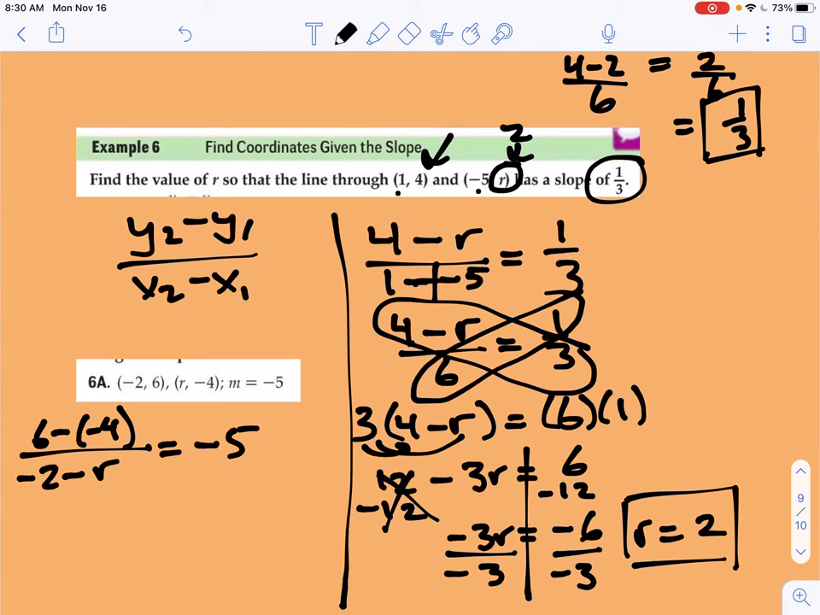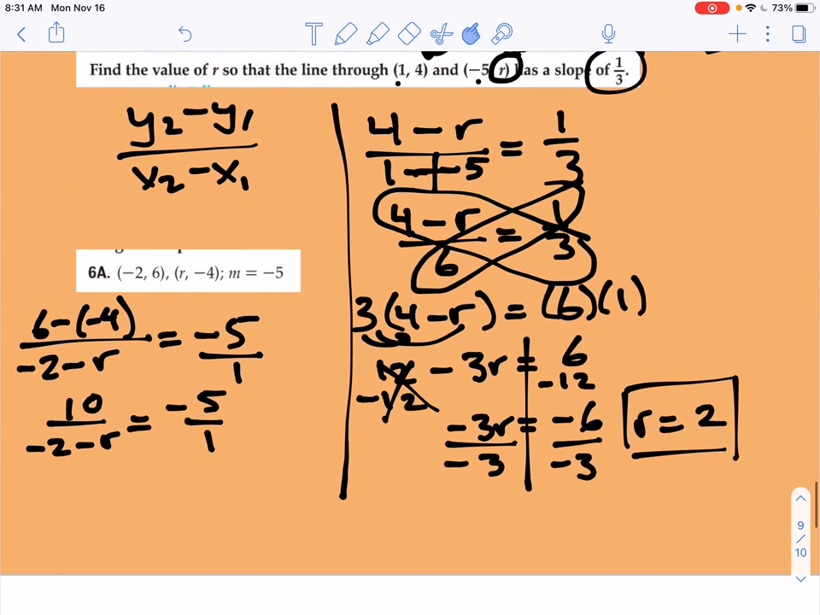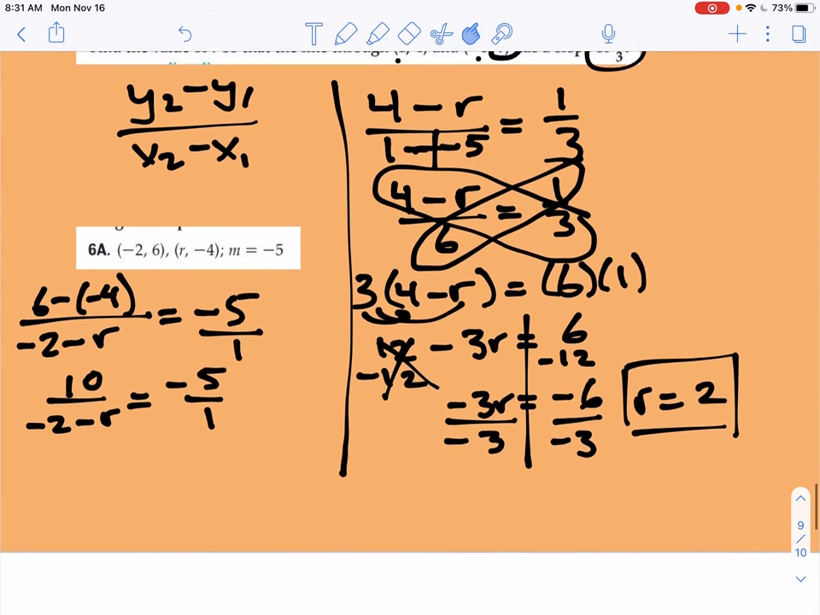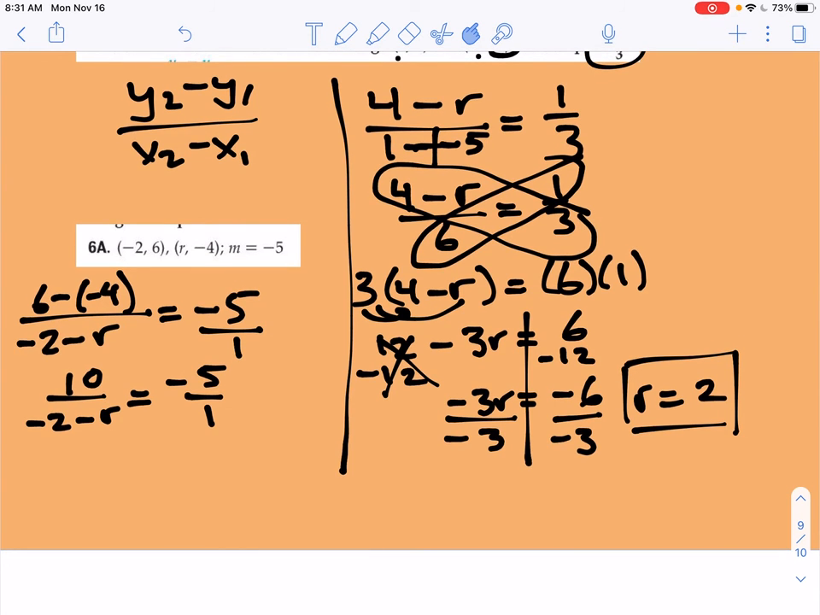So if you remember that every number can be written as a fraction of itself over 1, every integer, then you should be able to do a little simplifying and then do your cross products to get to your answer. So 6 minus negative 4 is 10 over negative 2 minus r, which is equal to negative 5 over 1. So now when I do my cross products here, I get this 10 times 1 right here. So that gives me 10. And I have negative 5 times this negative 2 minus r.